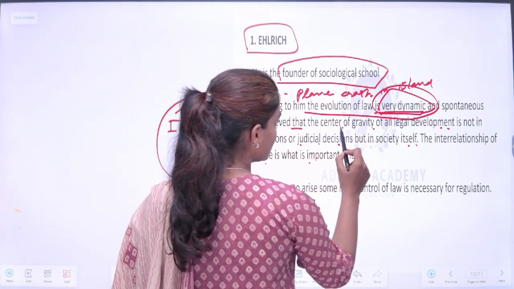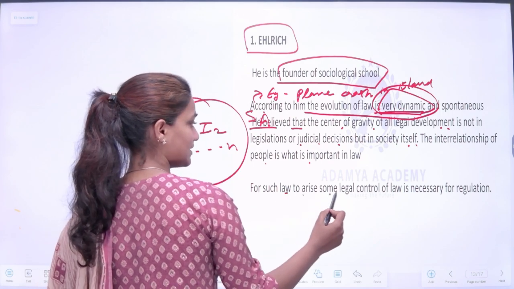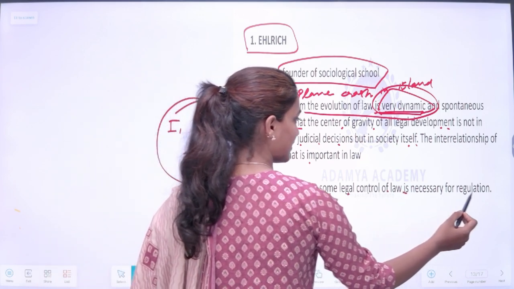He believed that for such law to arise, some legal control is necessary for regulation.